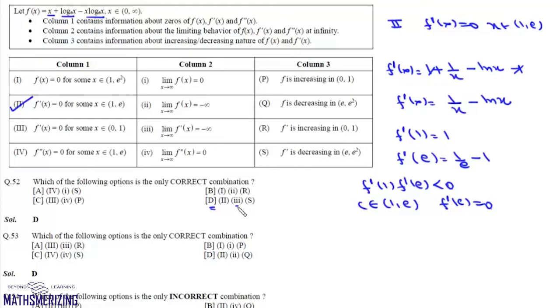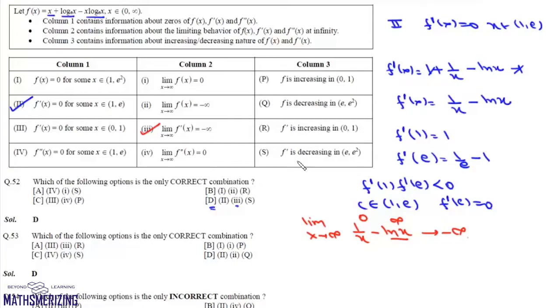Now the next one is this third statement here, limit x tends to infinity f'(x). Now if we take this limit x tends to infinity, it will be 1 by x minus log x. Now 1 upon infinity is 0 and log infinity is infinity, so it approaches minus infinity. So that means this limit x tends to infinity f'(x) is also minus infinity, so it is also correct.